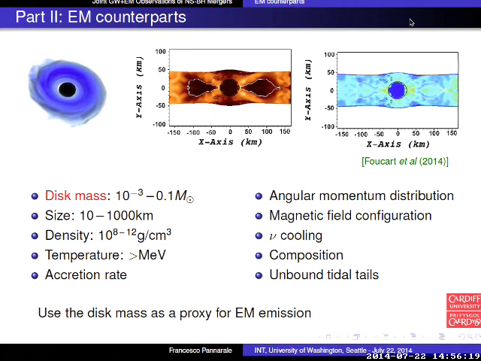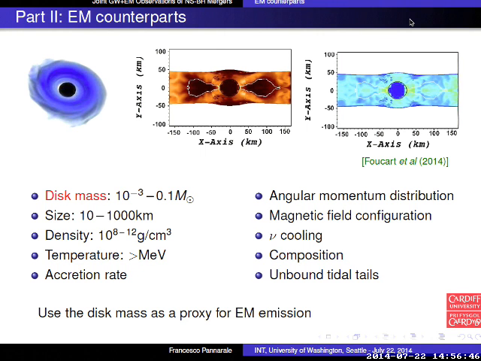But again, at the end of the line, if you don't have a disruption and there is no disk forming around the black hole remnant, if you have no matter, you cannot have any EM counterparts, unless, of course, you have these intermediate cases where you have a precursor because the neutron star is disrupted, but everything is accreted. But this is a very thin line.